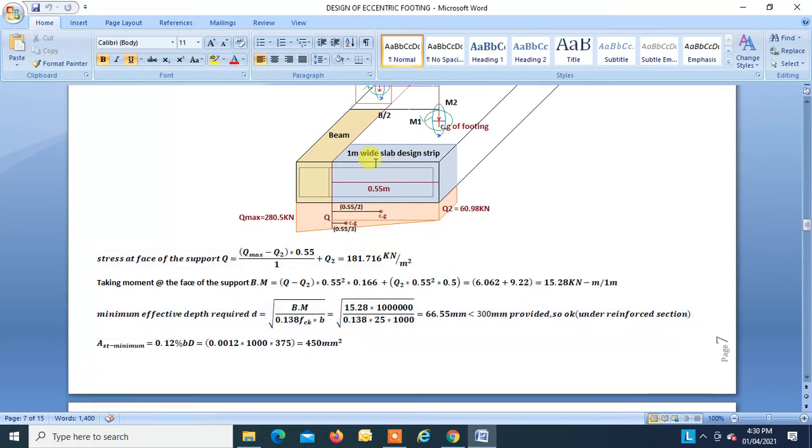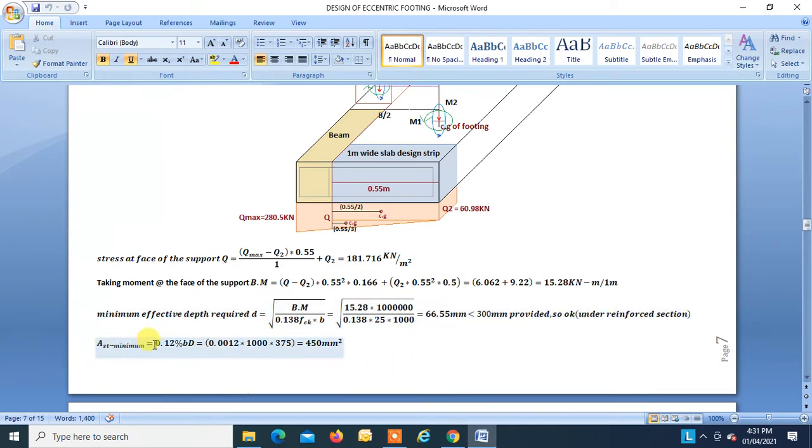Now we have provided effective depth equal to 300 mm. So first step is that we have to check whether the provided depth is adequate or not. This is how we find the minimum effective depth required is 66.55, which is less than 300, which we have provided. So the section is safe and the section is under reinforced.